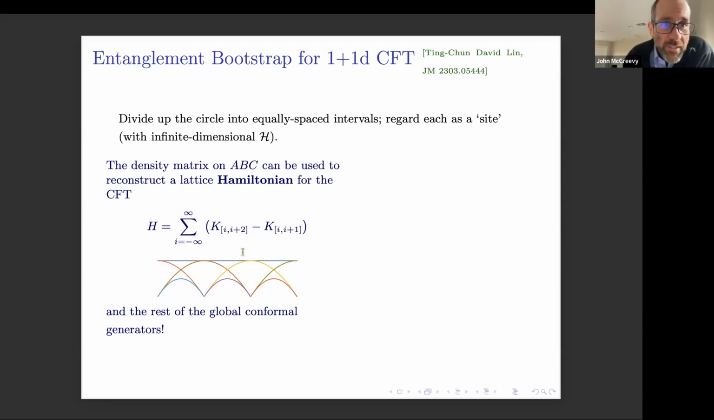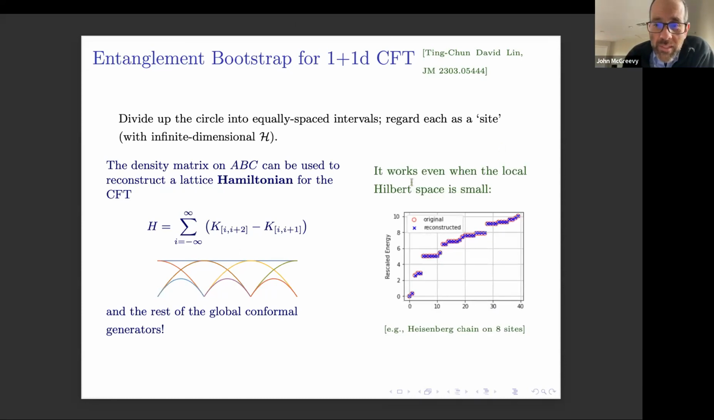You might think, well, this is a formal trick. What does it mean? But actually, if you study this combination, the 2-site density matrix minus the 1-site density matrix summed over all the sites, for even a very small quantum critical state, so this is the Heisenberg chain on 8 sites, that's some quantum critical wave function. If I compute the spectrum of the full Hamiltonian, I get the red circles. If I compute the spectrum of this reconstructed Hamiltonian, I get the X's.